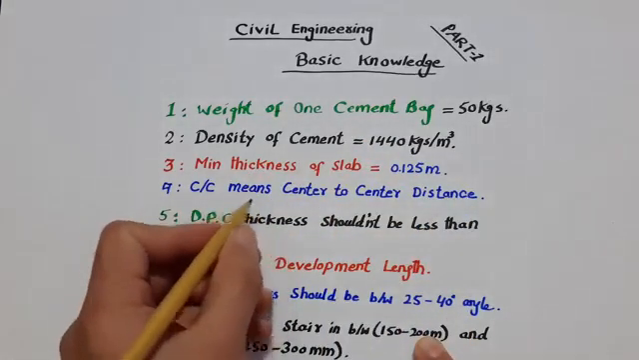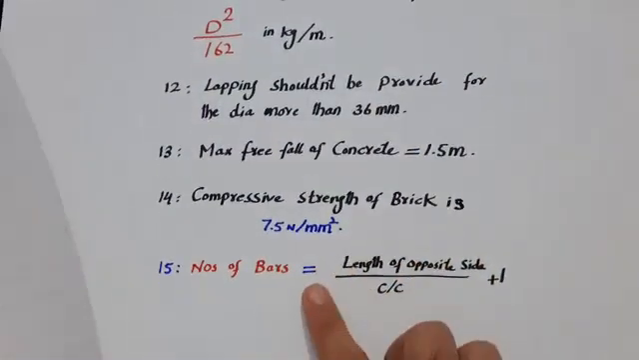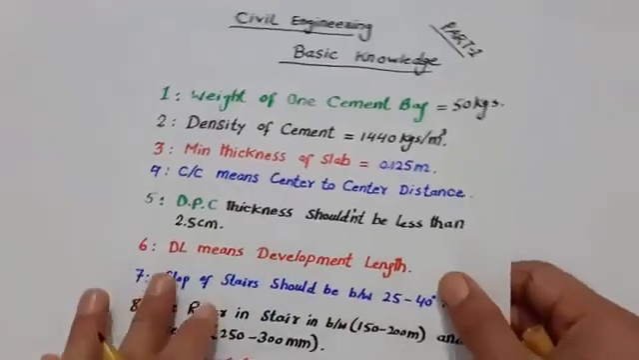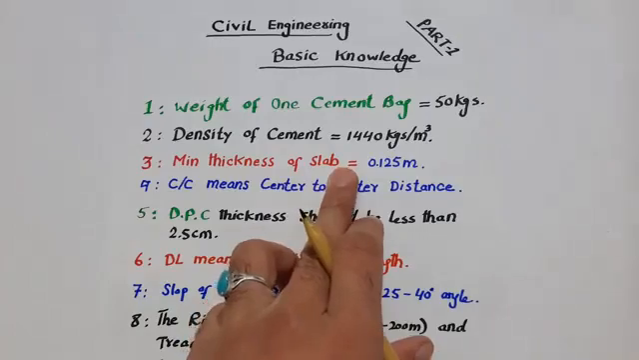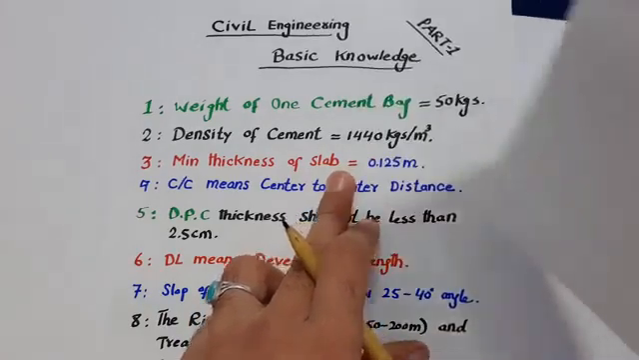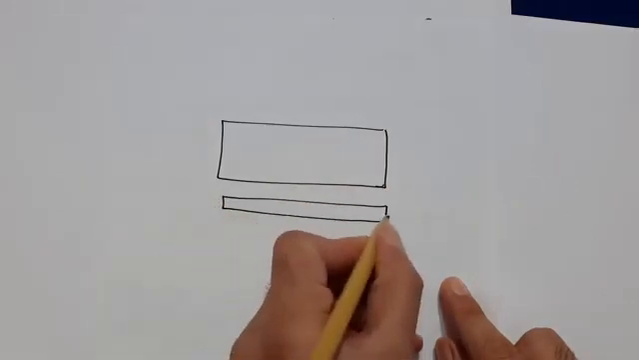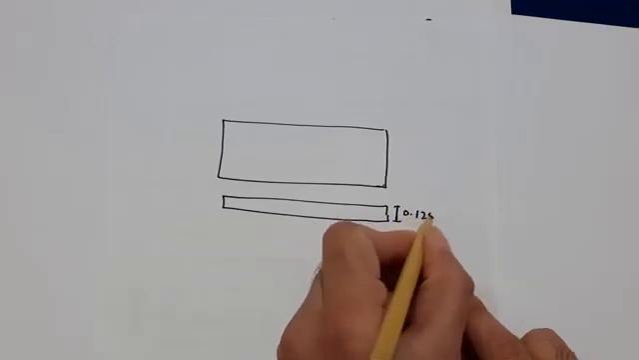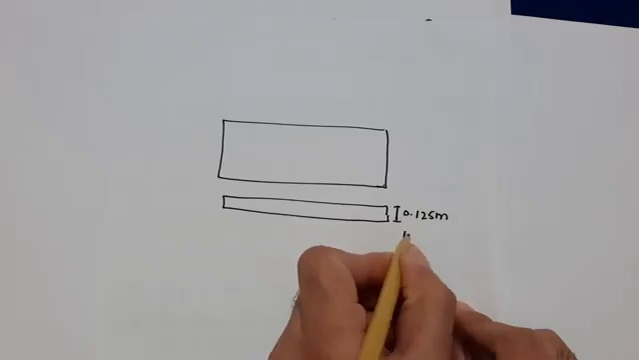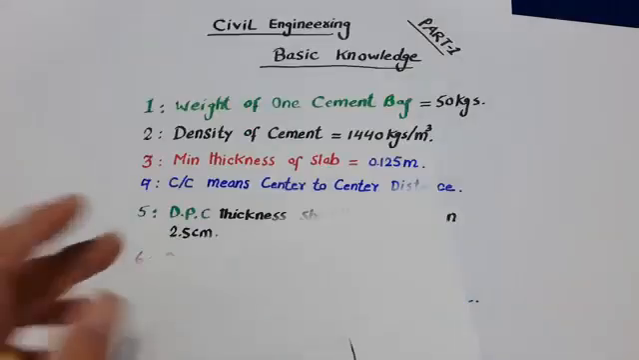The third one is, guys, the minimum thickness of slab. We have about 15 points, as you can see. The third one is the minimum thickness of the slab. Guys, you can see here, this is the top slab, and this is the cross section. So the thickness of the slab should be minimum 0.125 meter or 125 millimeters.